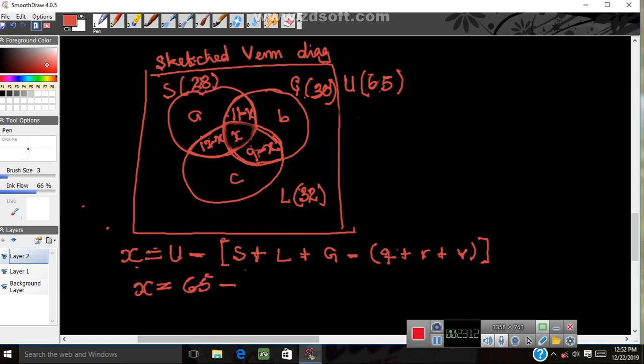Then minus, I bring my bracket here. Good. S is 28 plus G is 30, plus L is 32.